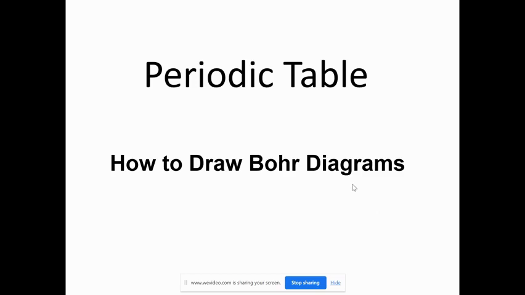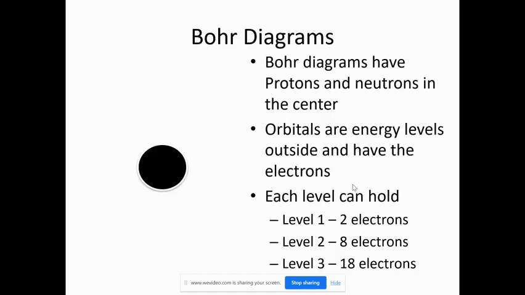Hello, aspiring scientists. Today we're going to unlock the artistic side of chemistry by learning to draw a Bohr model of the atom. All right, let's dive into the atomic structure. As you guys know, the atom is made up of protons and neutrons in the center, and the Bohr model is just a simplified representation of an atom.